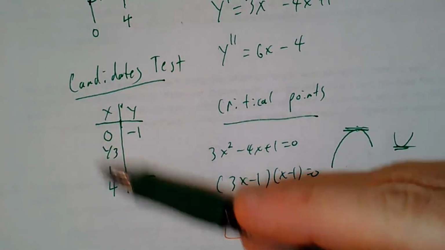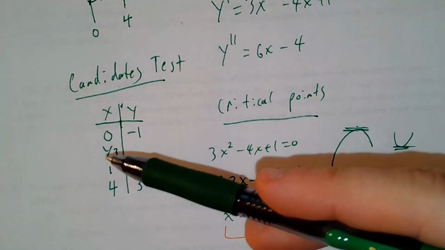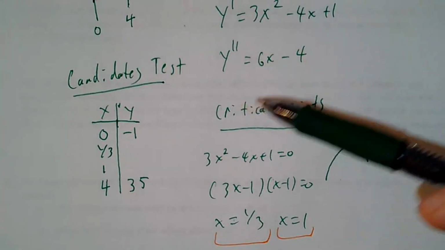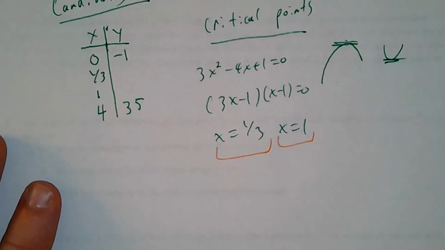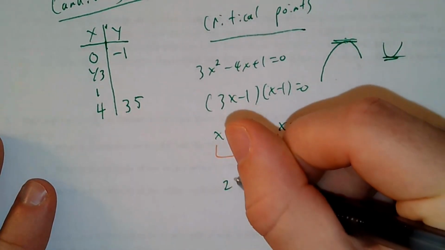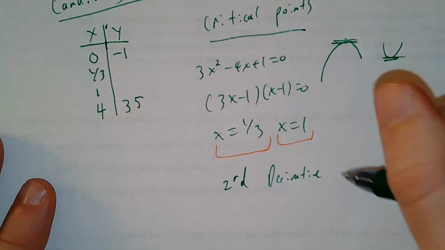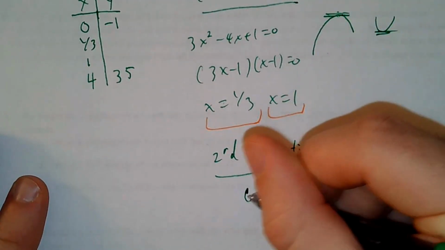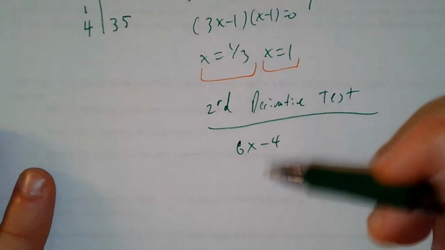Now we have our candidates, basically our options of the minima and maxima. We can find what they are by plugging in 1/3 and 1 into that original equation. You might ask, what was the point in finding the second derivative? I'll share that with you now. This is called the second derivative test. Remember our second derivative is 6x minus 4. We can take these critical points that we found and plug them into the second derivative.